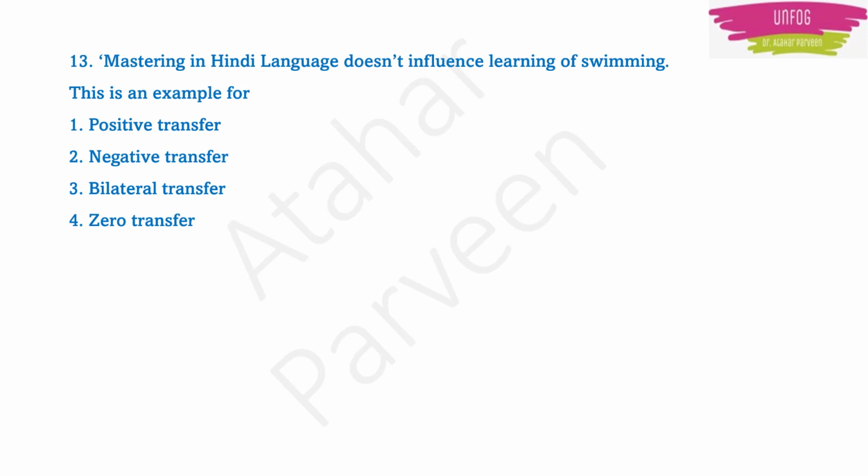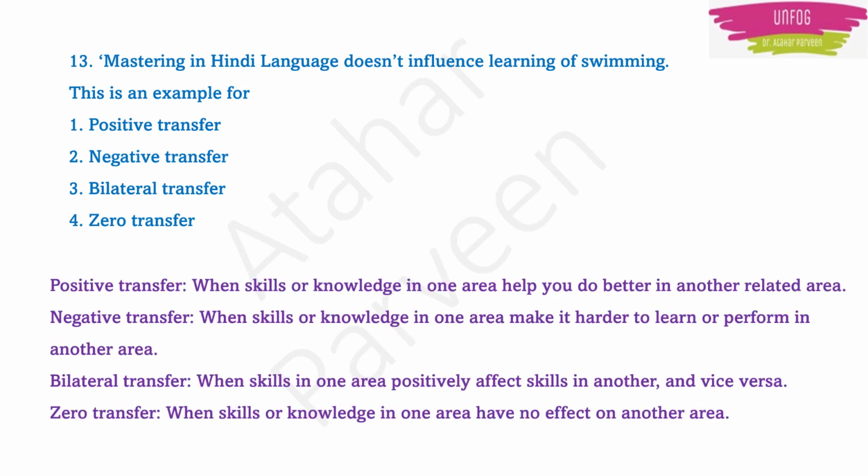So next question. Mastering in Hindi language doesn't influence learning of swimming. Very interesting sentence, right? This is an example for, there are 4 options: positive transfer, negative transfer, bilateral transfer, and zero transfer. I believe that just by reading the sentence and seeing the options, anyone can guess the right answer. Before that, let's know what is positive, negative, bilateral, and zero transfer.